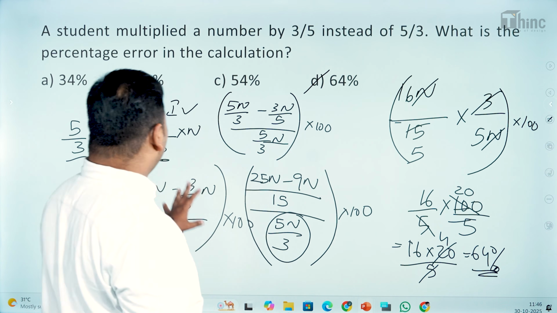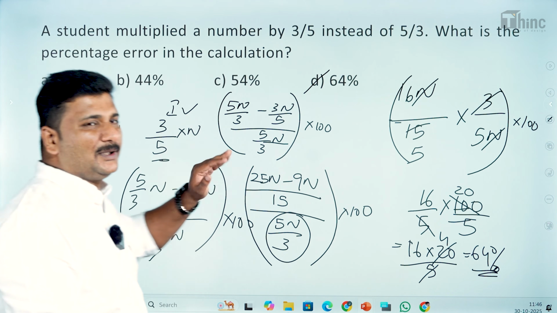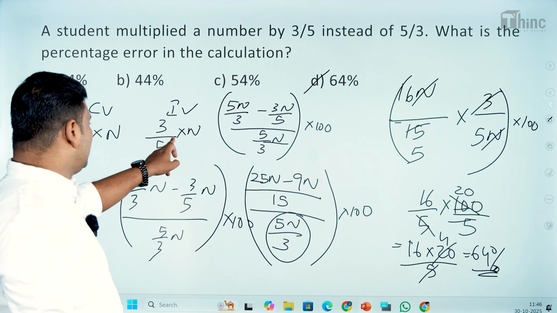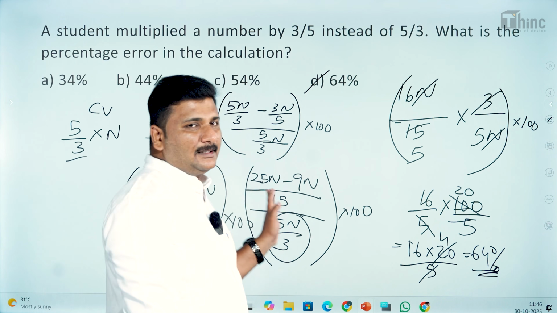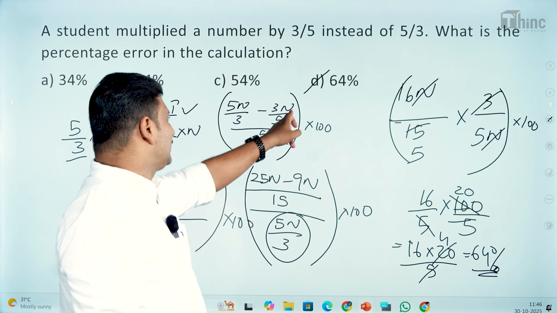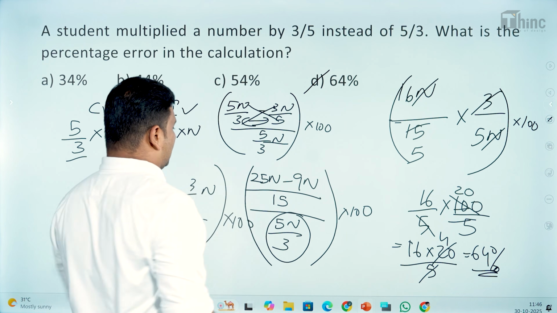What we are actually doing in this question is sticking to the percentage error formula. The percentage error formula is correct value minus incorrect value by correct value into 100. All the things we did after that are calculations only. To subtract two fractions we again cross multiply, and we can multiply the denominators out like this. So that's what we did.